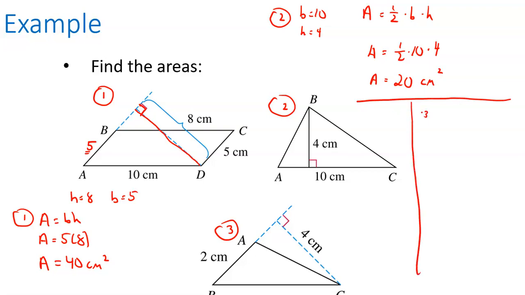All right, look at number 3. Number 3 is a triangle. There's no right angle given in the triangle. So if you notice that the altitude is extended on the outside, so there is my height. My height is 4, and the base is 2.